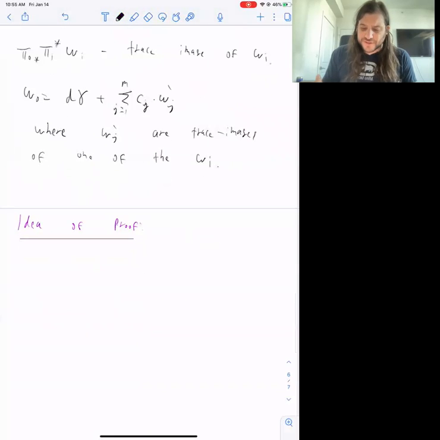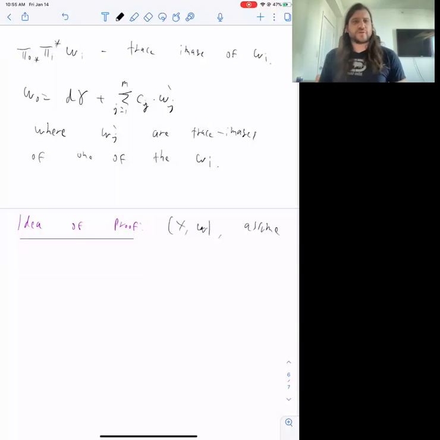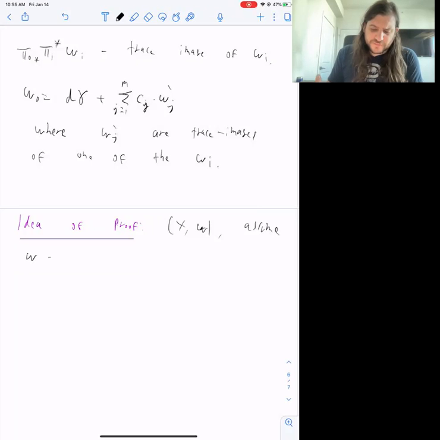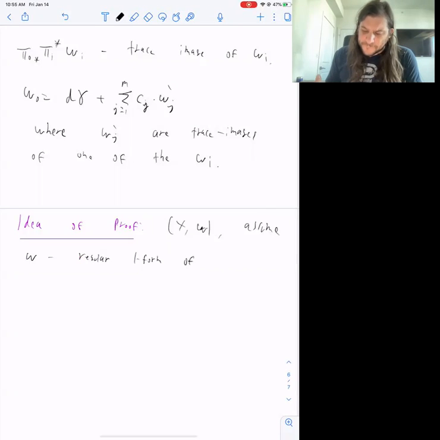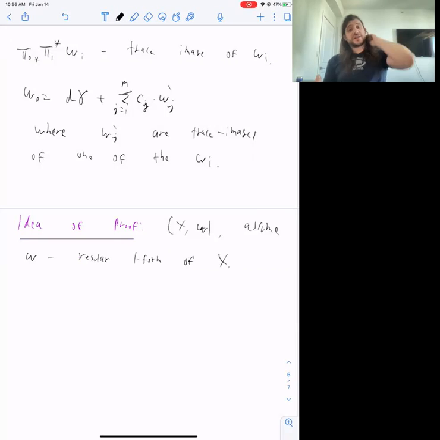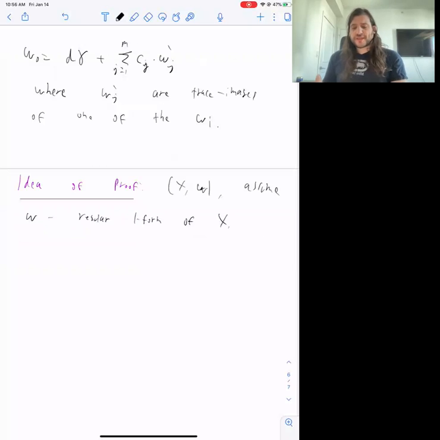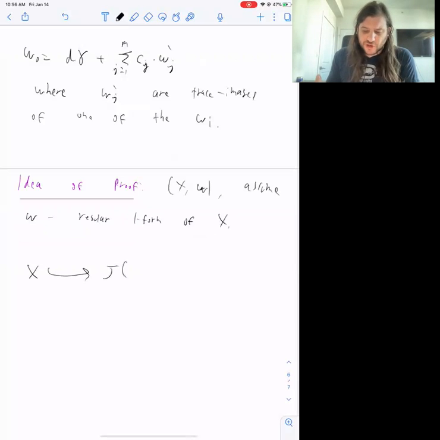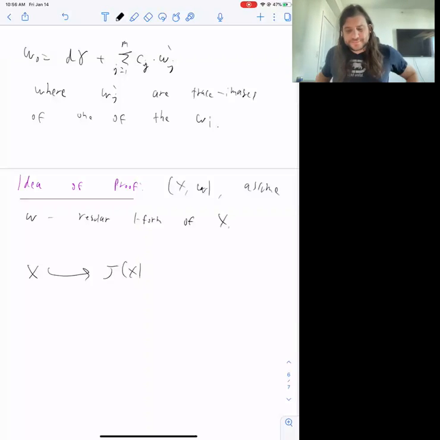So suppose you have some X and some omega on it. And let's assume, just for simplicity, the whole theory works very similarly in general, but let's assume that omega is a regular one form. So it's got no poles. It's a holomorphic one form on our curve X. Then what we can do is the following thing. We can take our X and we can embed it inside the Jacobian of X by picking a point.